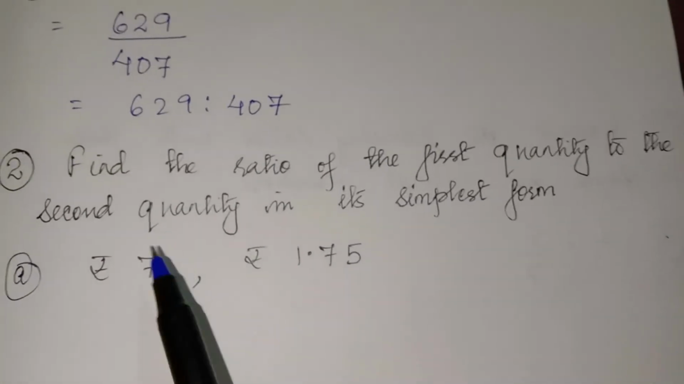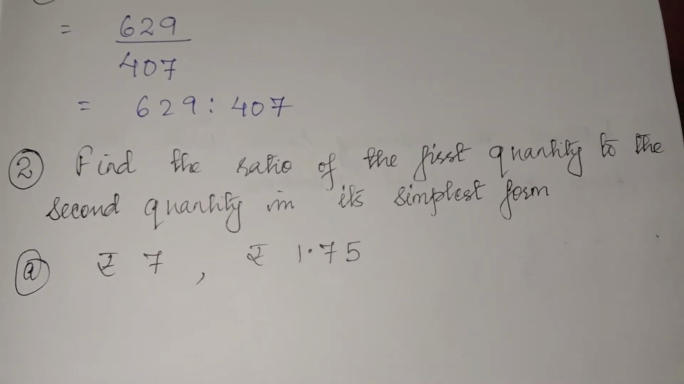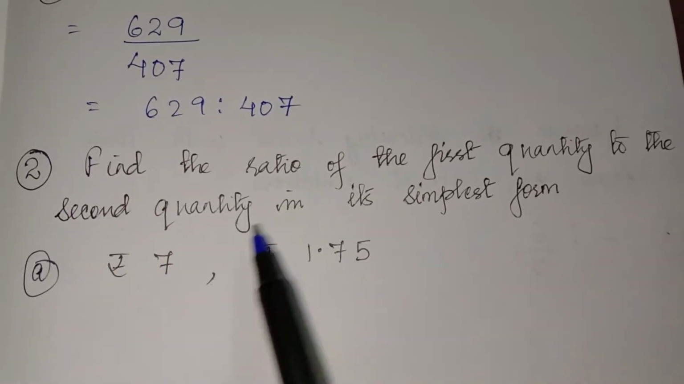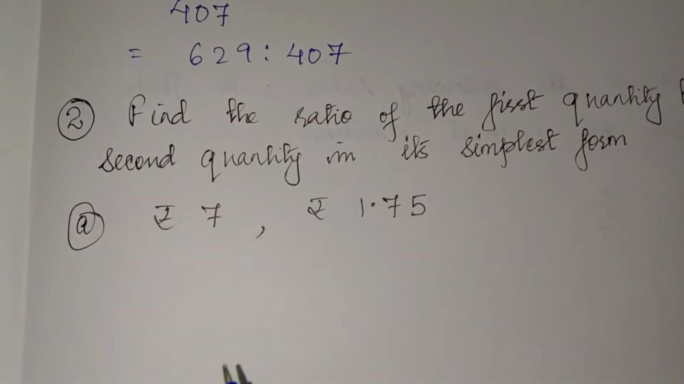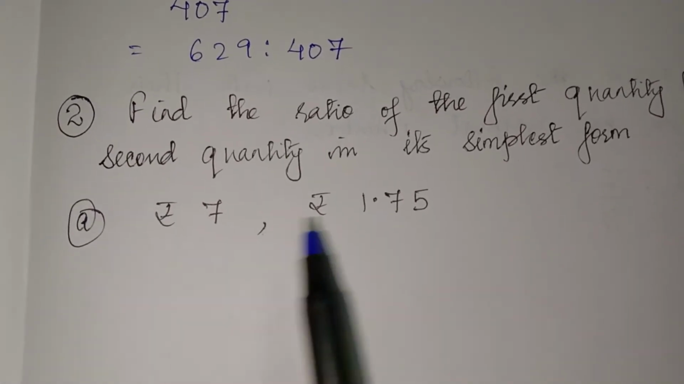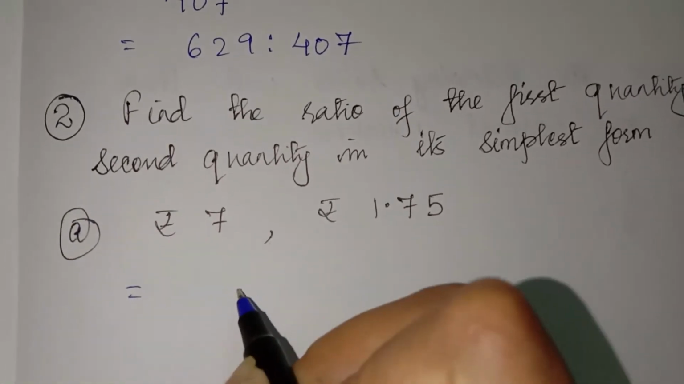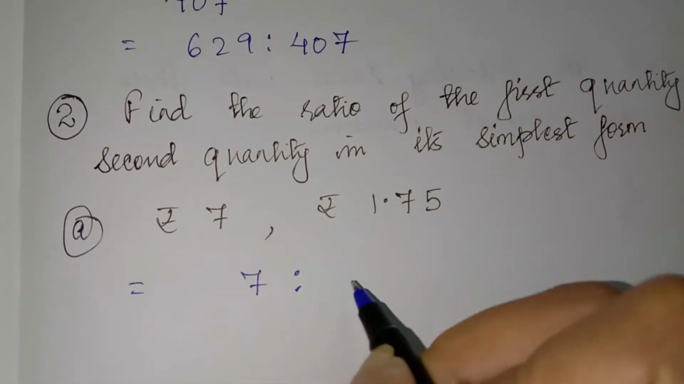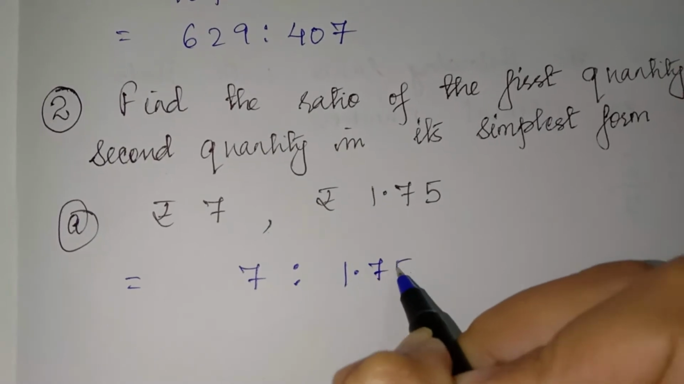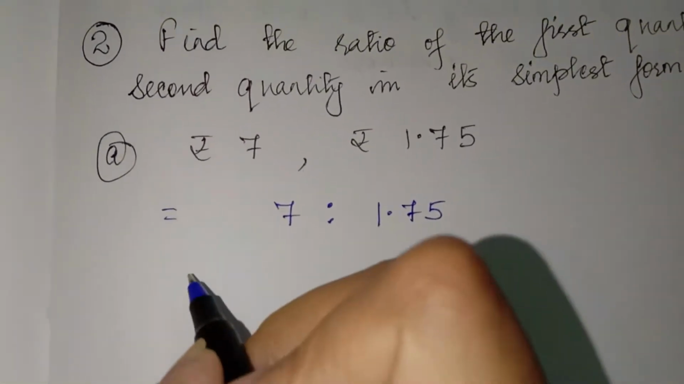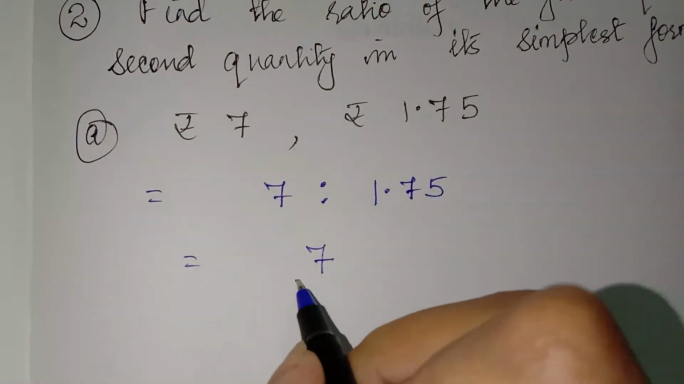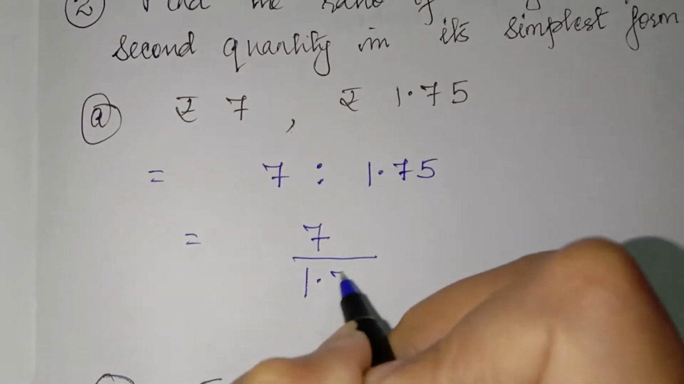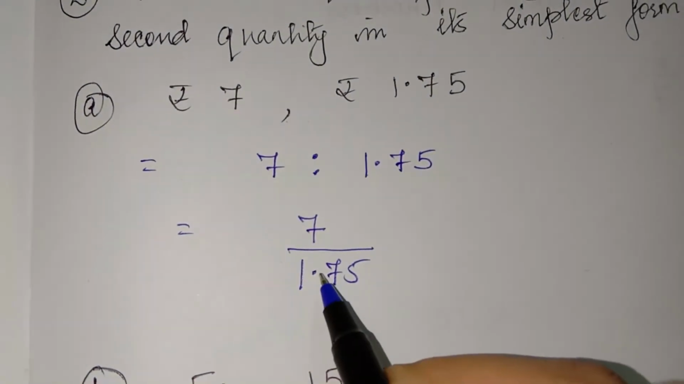Now number 2 is, find the ratio of the first quantity to the second quantity in its simplest form. Here I have already told you that we can compare only similar quantities. Both are rupees, so we can write the ratio 7 is to 1.75. Now next is 7 divided by 1.75. See, here is a decimal point, right?